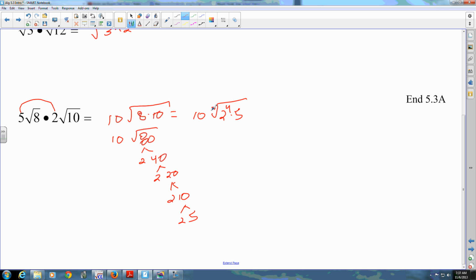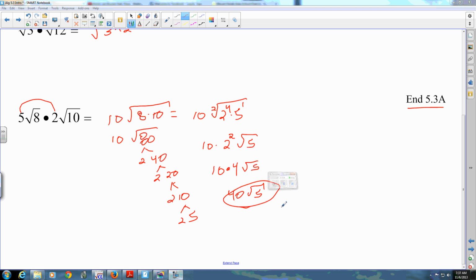It's a square root. 2 goes into 4 twice. So you have 10 times 2 squared, and the square root of 5 has to stay put because that exponent isn't big enough to bring anything out. So that's 10 times 4 square roots of 5. So you have 40 square roots of 5 would be your final answer. Okay, and as you can see, it's the end of the first part of 5.3.